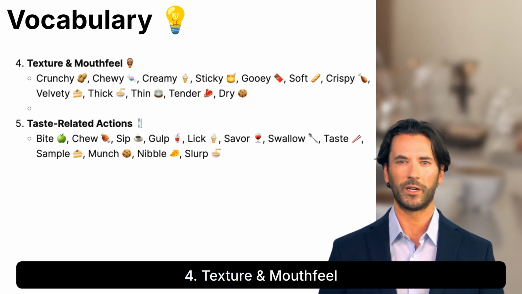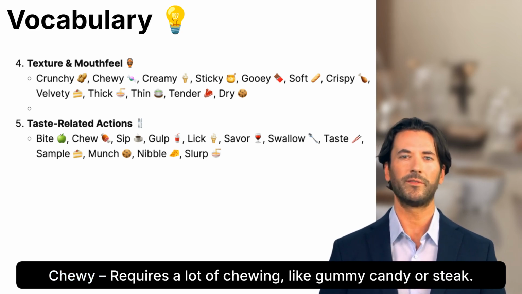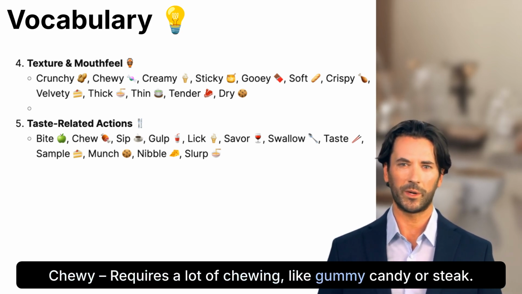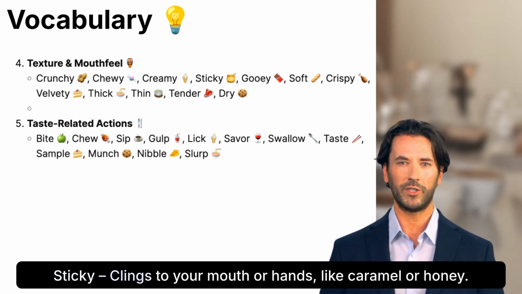4. Texture and mouthfeel. Crunchy, hard and makes a loud sound when eaten, like potato chips. Chewy, requires a lot of chewing, like gummy candy or steak. Creamy, smooth and rich, like pudding or butter. Sticky, clings to your mouth or hands, like caramel or honey.